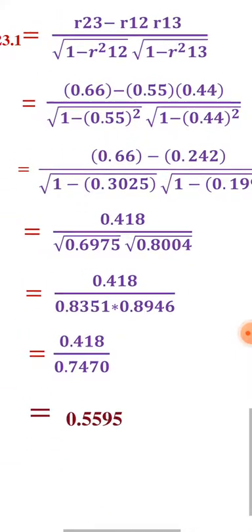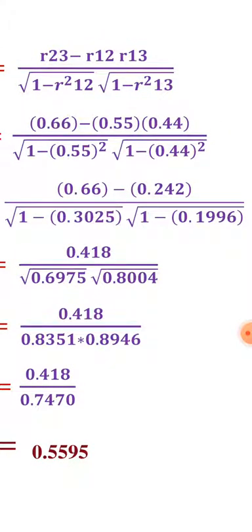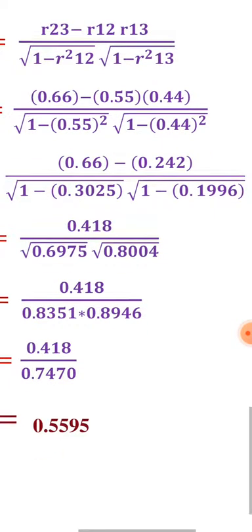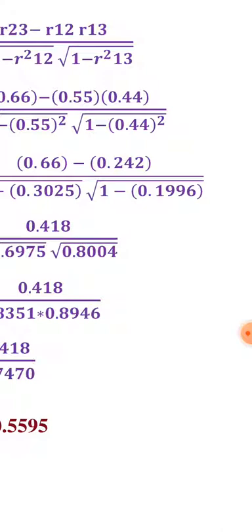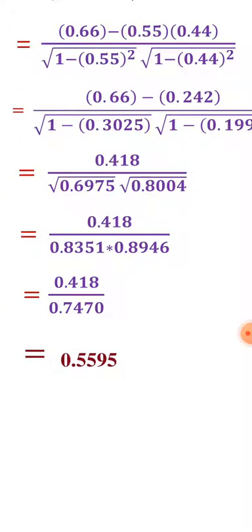0.1936. After square and multiplication, the next step is subtraction. The subtraction of 0.66 minus 0.242 will be 0.418. In division, in the first root 1 minus 0.3025 is equal to 0.6975. In the second root 1 minus 0.1936 is equal to 0.8064. The next step, after subtraction, just the square root.